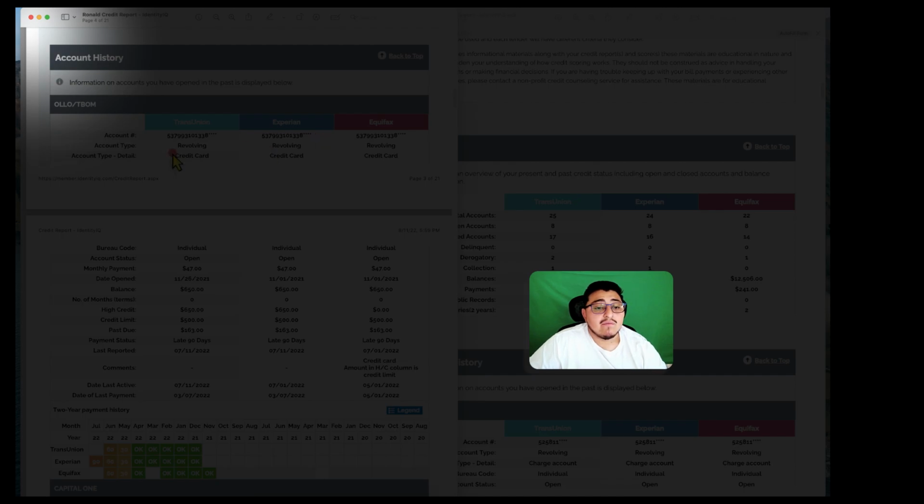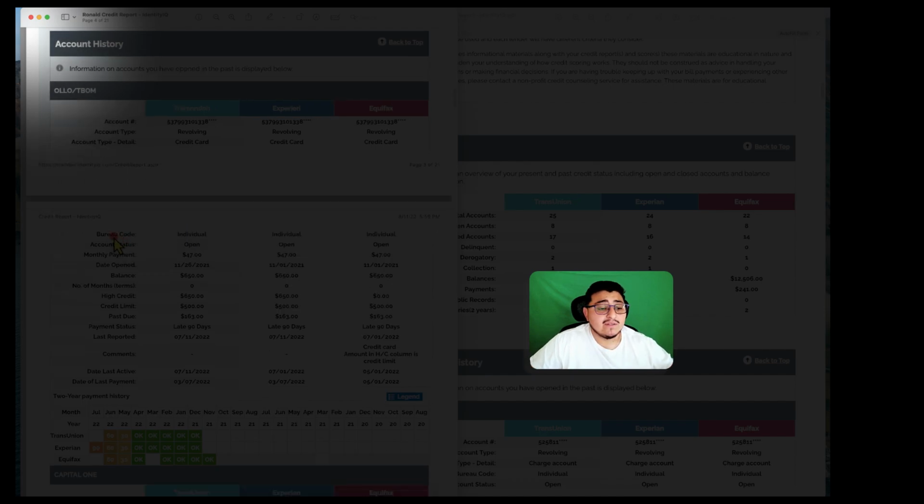Account type, it is a revolving. It makes sense because a credit card is a revolving line of credit. Now, if it said here credit card and it said here installment loan, then that is incorrect, inconsistent information, and that gives you grounds to dispute and delete this account off your credit report, because a credit card cannot be an installment loan.